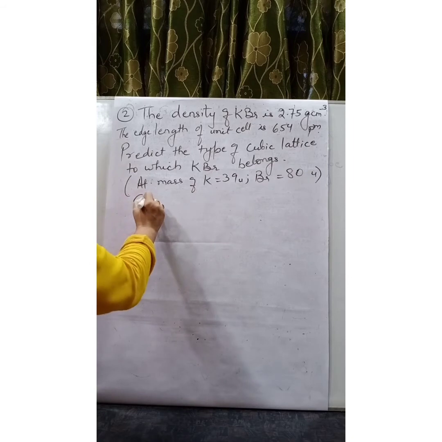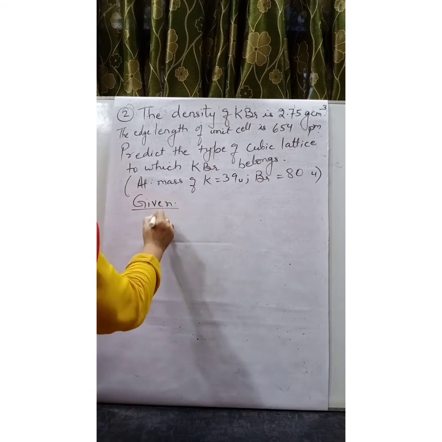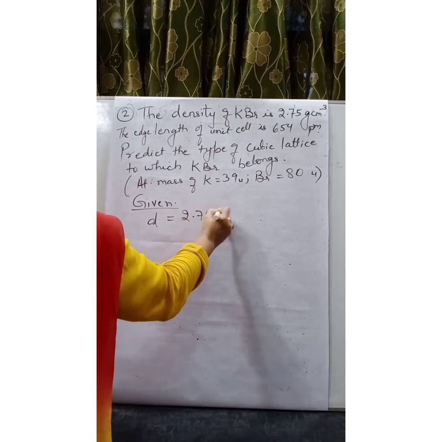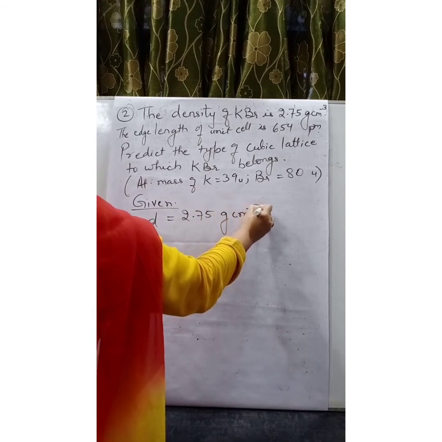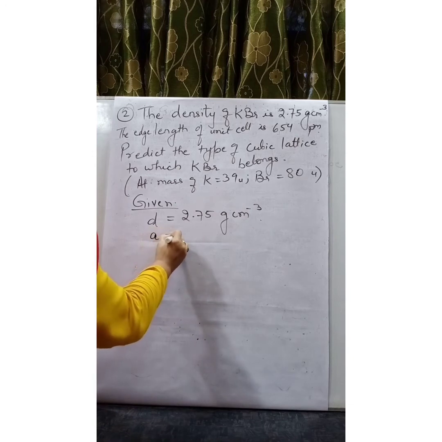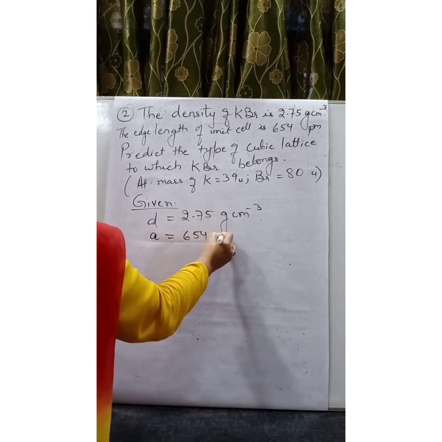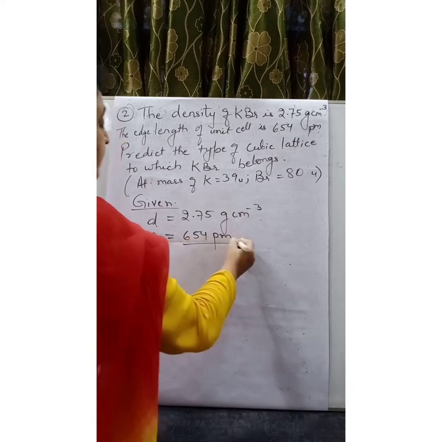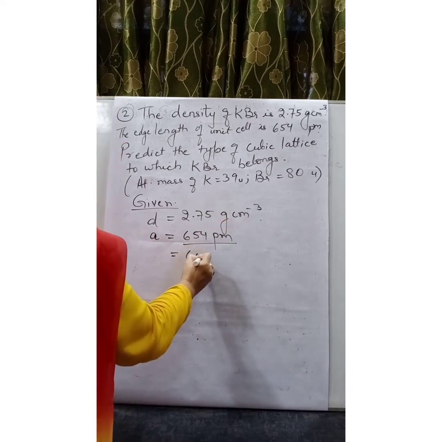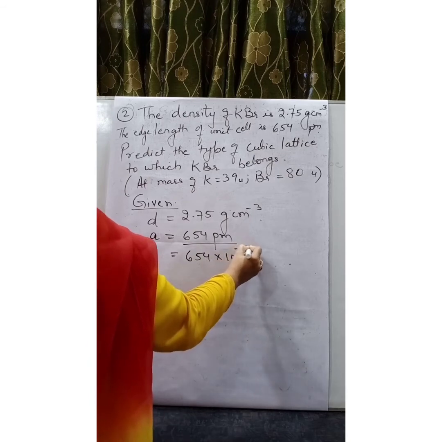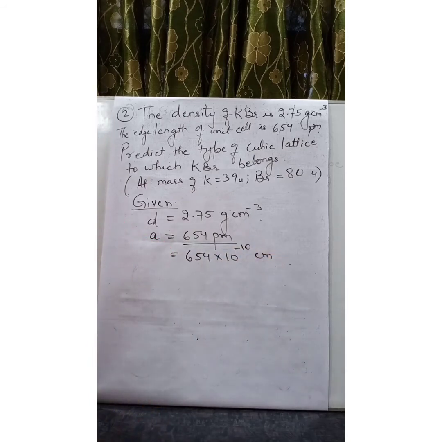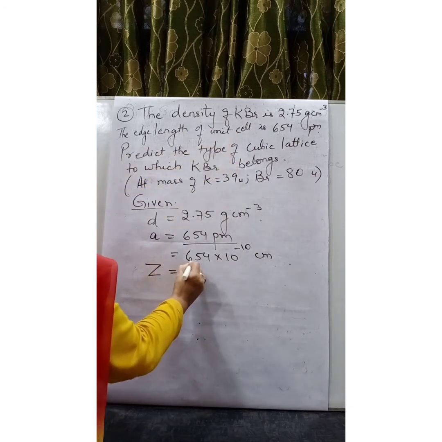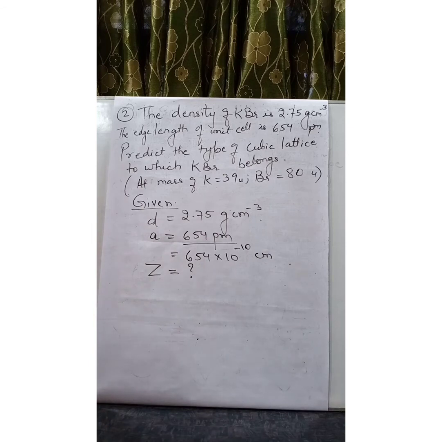Put down given. Density is given to you, 2.75 gram per centimeter cube. Edge length is given to you, 654 picometers. When you convert picometer into centimeter, 654 into 10 to the power minus 10 centimeter. Now we have to predict the type of cubic lattice. That means you have to find out what is the value of Z. Because if we know the value of Z, we can easily find out what is the type of cubic lattice.